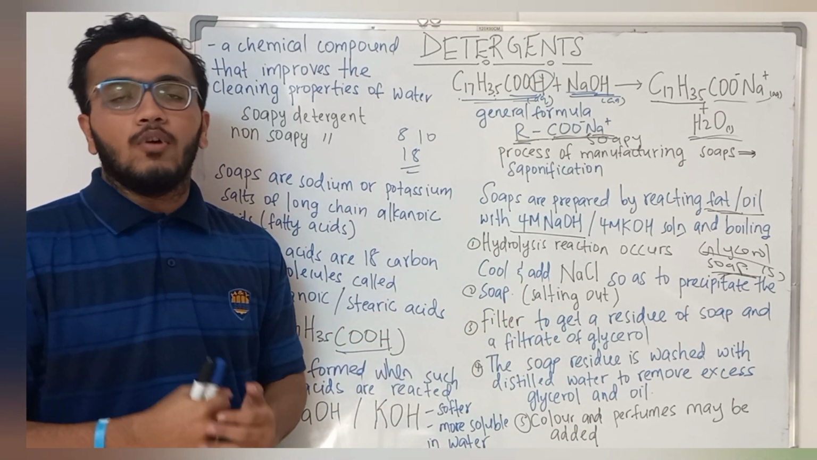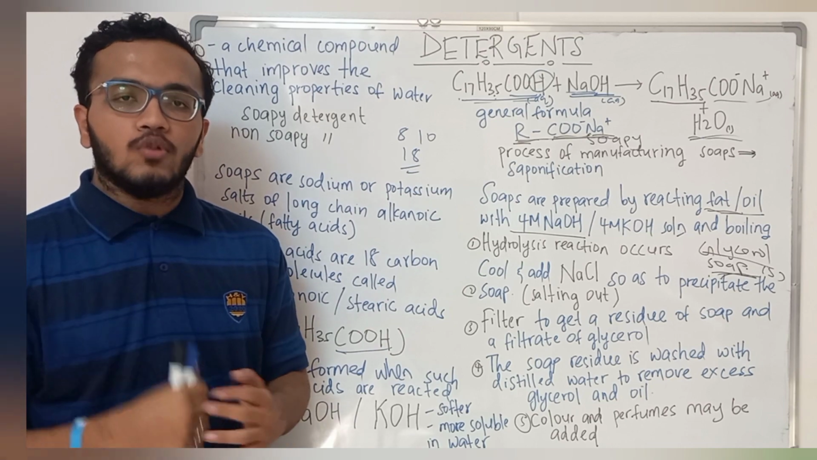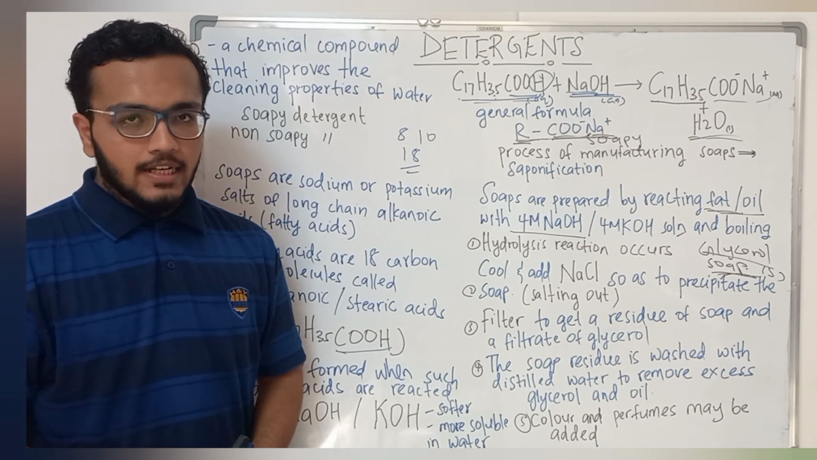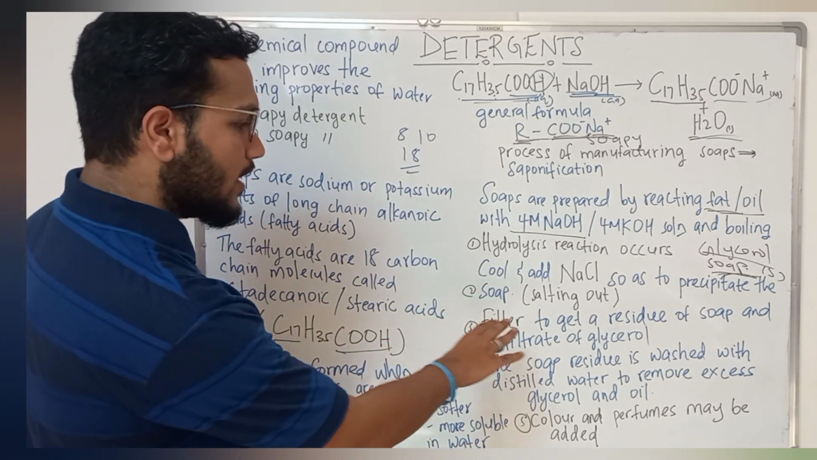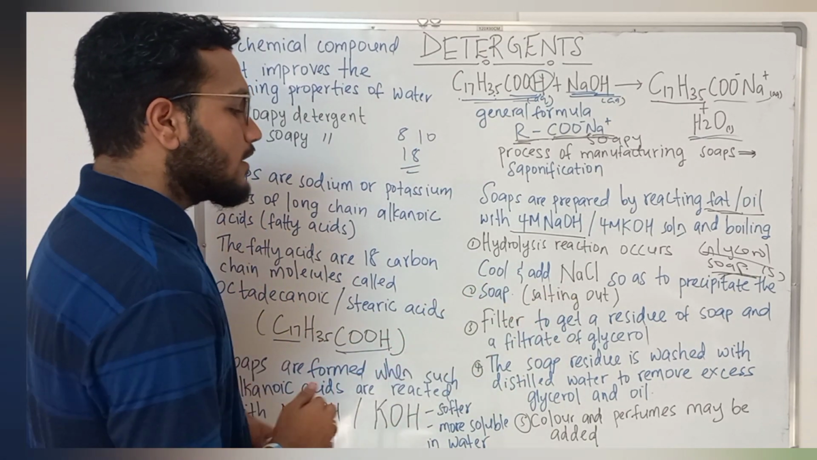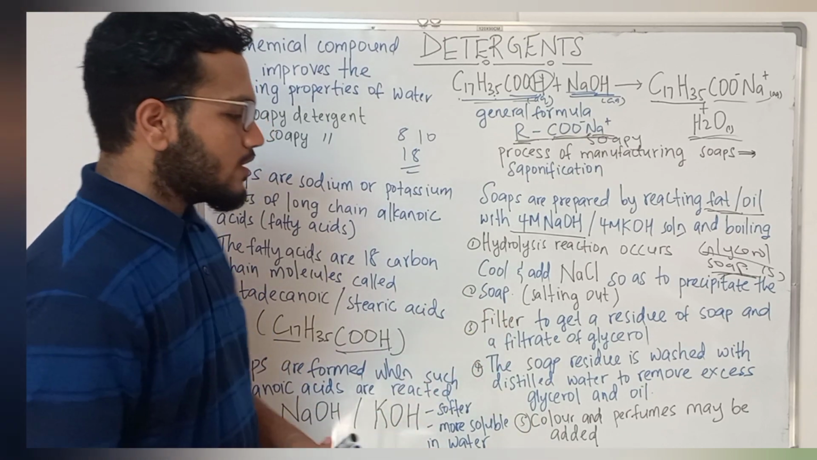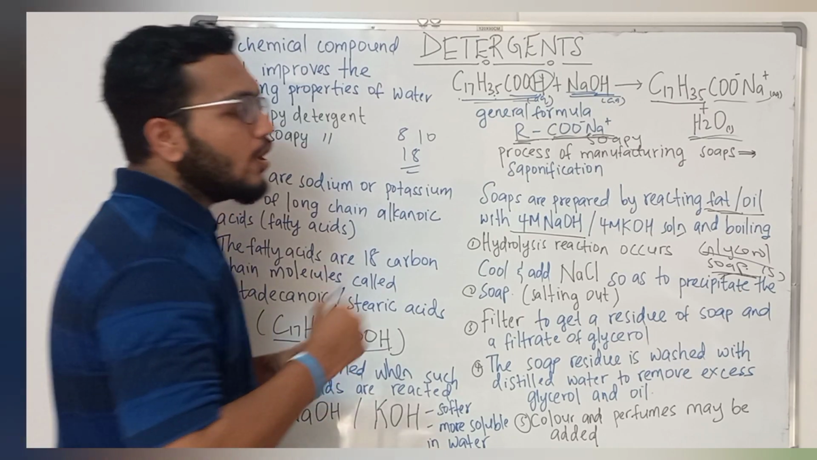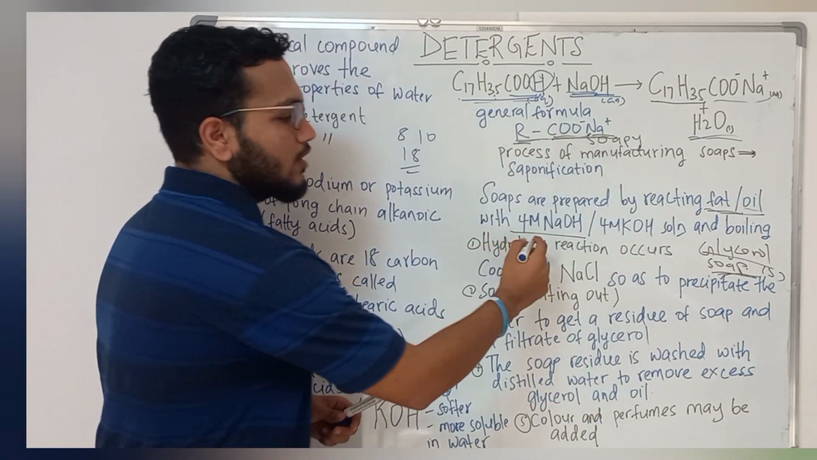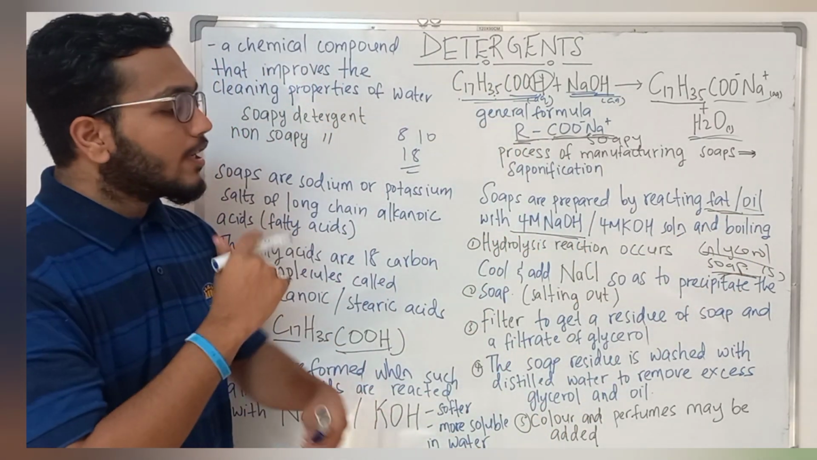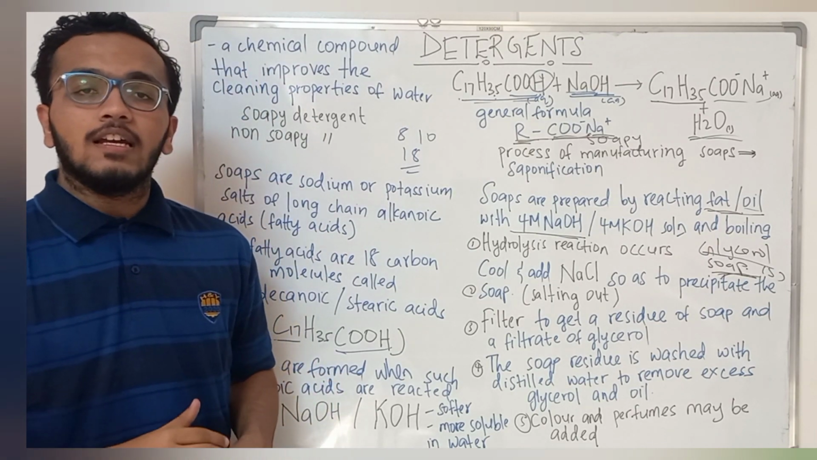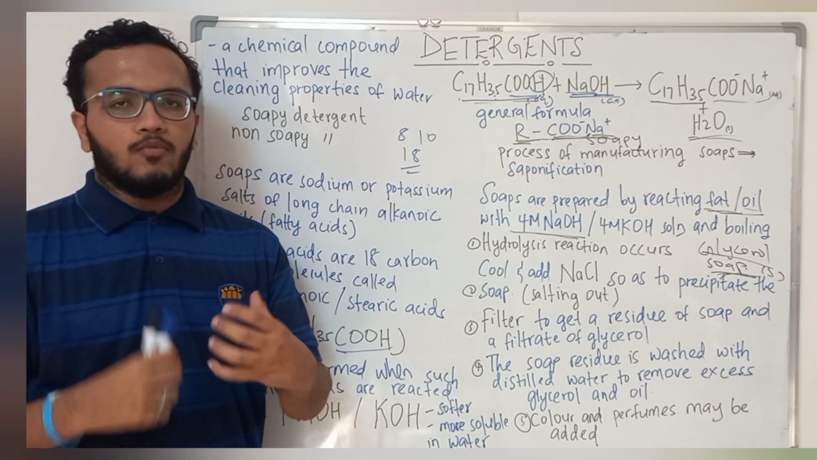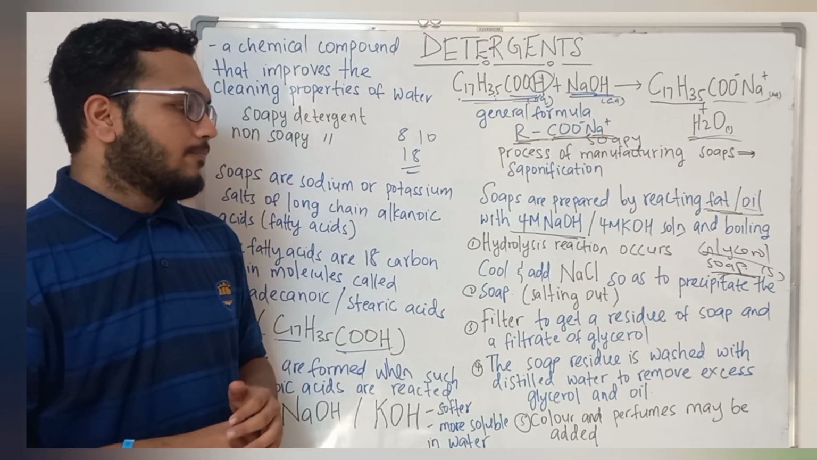So when you filter, obviously the soap does not dissolve in glycerol. What will be your residue? Your residue will be solid soap. And what will be your filtrate? Glycerol. Okay? Then after filtering, the soap residue is washed with distilled water to remove excess glycerol and oil. Any glycerol and any oil that you initially used to react with the sodium hydroxide that is left, you remove by washing it with distilled water. Then you can add perfumes and color to make the soap look and smell more attractive.